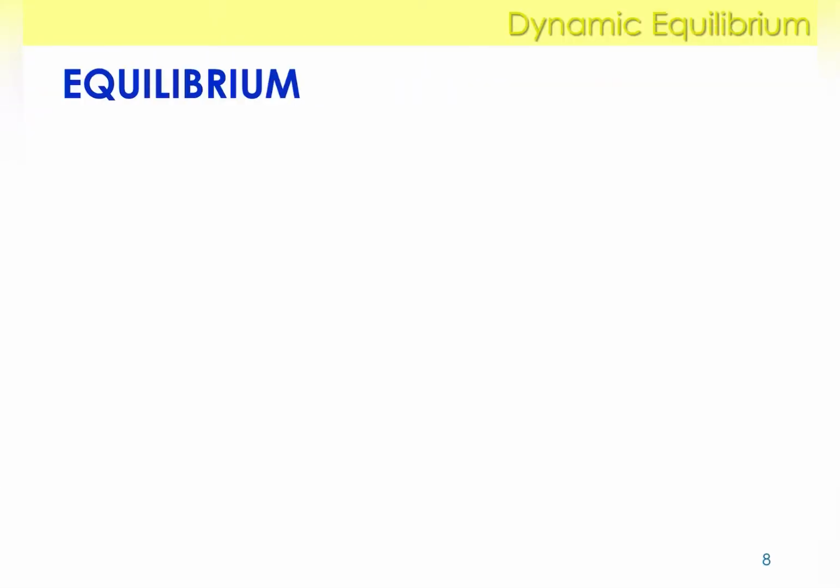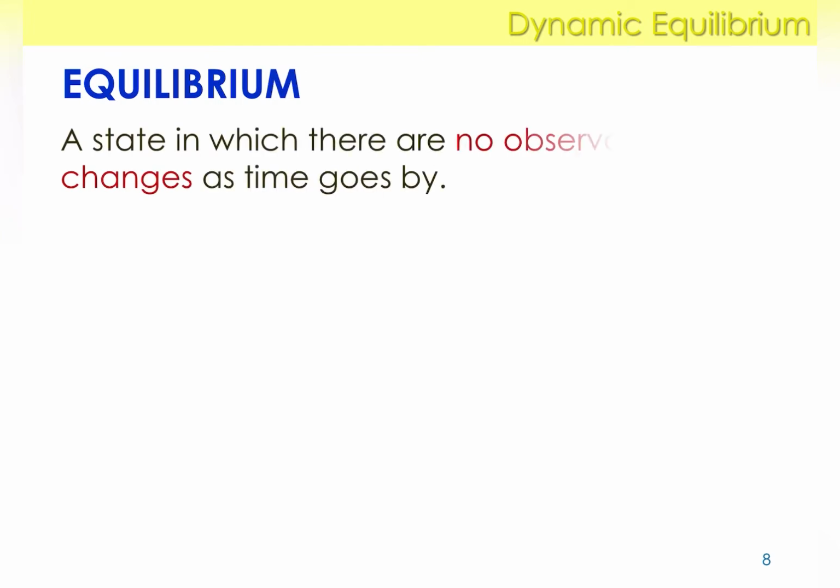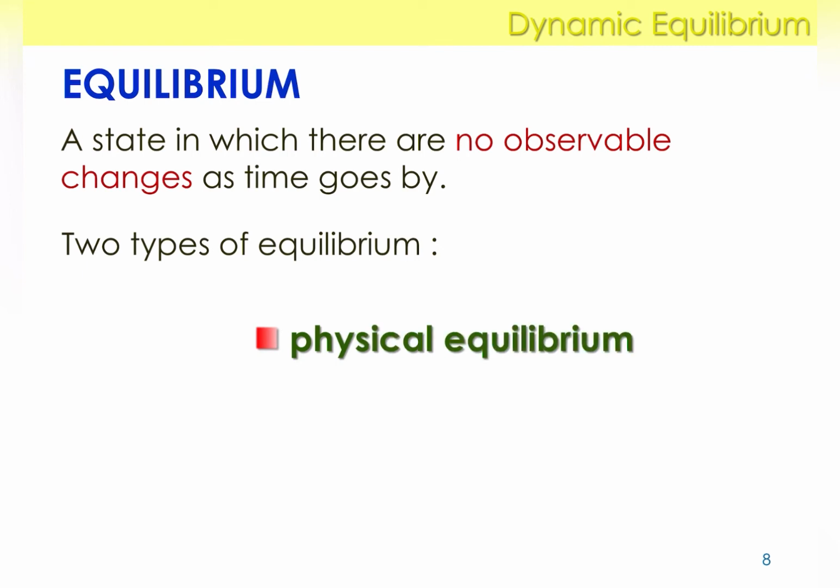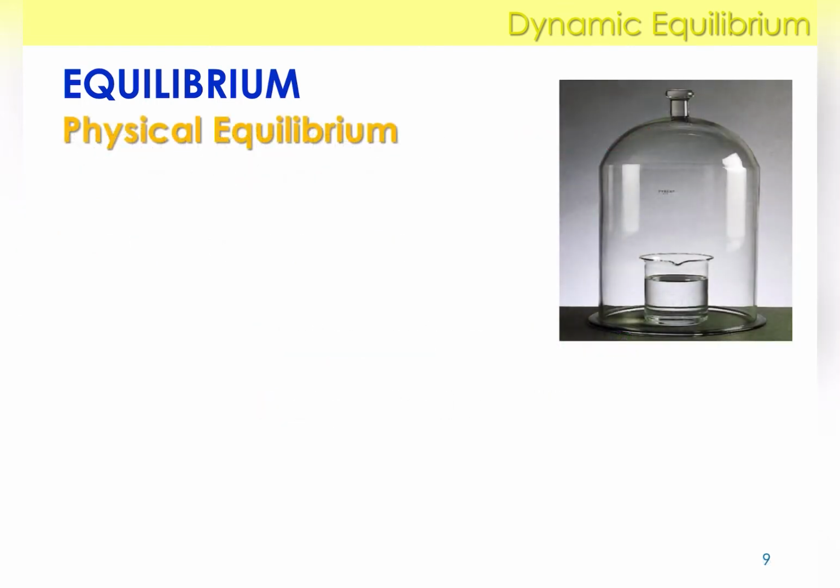The definition of equilibrium is a state in which there are no observable changes as time goes by. It means that the reaction will be constant at certain times. And there are two types of equilibrium. The first one is physical equilibrium and the second one is chemical equilibrium. Let's focus on the first type, physical equilibrium.